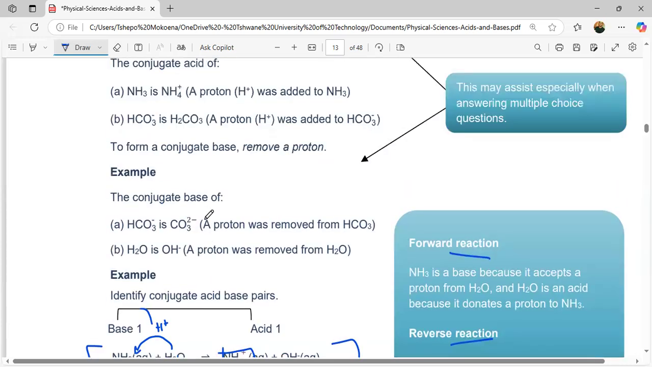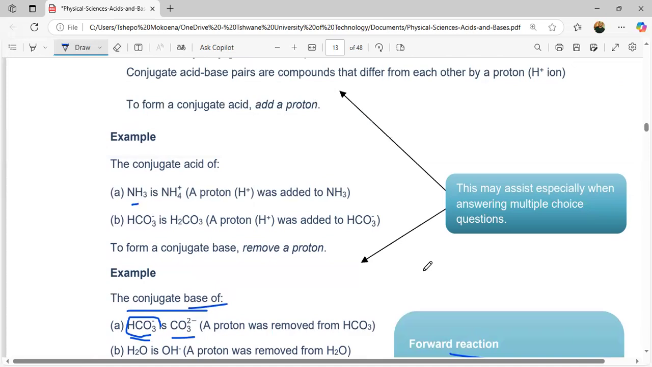Okay, it's going to be OH. That's why here, what is the conjugate base of the following? The conjugate base of this one is this one. That means this one is an acid. Its conjugate base is going to be this one.